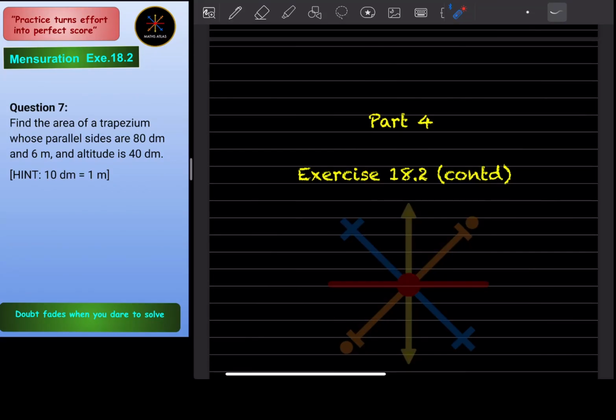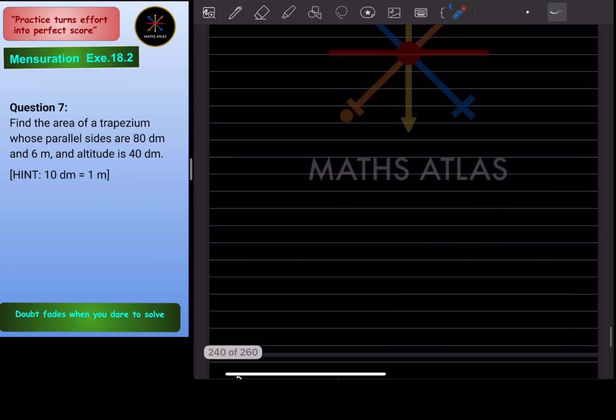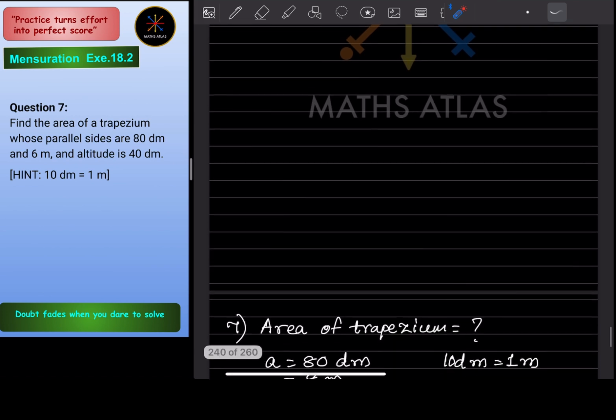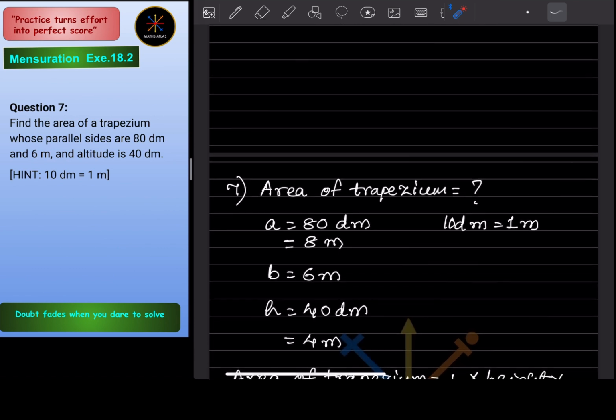Let us start with part 4. We'll continue with exercise 18.2. Now let us see question number 7. Find the area of a trapezium whose parallel sides are 80 dm and 6 meter and altitude is 40 dm. There is a hint given: 10 dm is 1 meter.